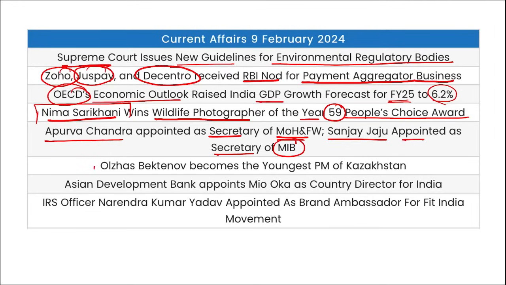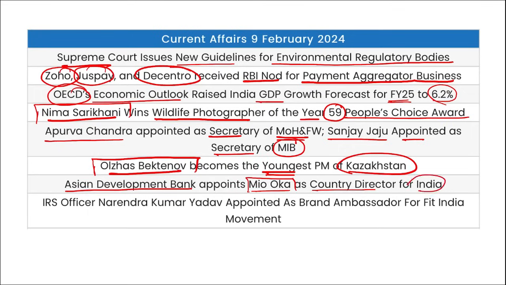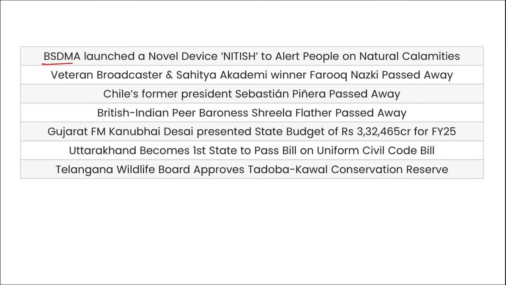of MIB. Oljas Bektenov became the youngest Prime Minister of Kazakhstan. Asian Development Bank appointed Mio Oka as Country Director for India. IRS officer Narendra Kumar Yadav appointed as Brand Ambassador for Fit India Movement. Next, BSDMA has launched a novel device, Nitish, to alert people on natural calamities. Veteran broadcaster and Sahitya Akademi winner Farooq Nazki passed away.